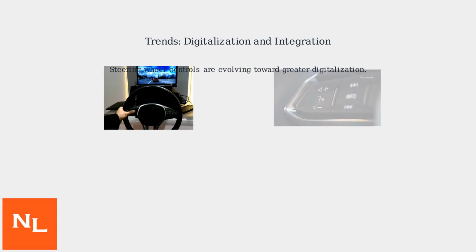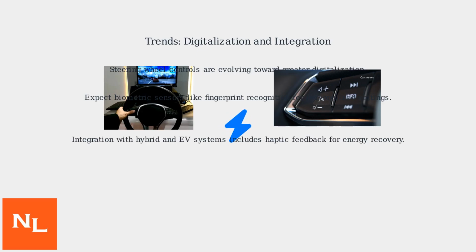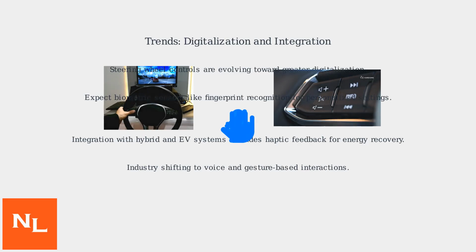Steering wheel controls on the Ram 1500 eTorque are evolving toward greater digitalization. Expect increasing use of biometric sensors, such as fingerprint recognition for personalized settings. These controls are integrating with hybrid and EV systems, including haptic feedback that lets drivers feel energy recovery during braking. The industry is moving toward voice and gesture-based interactions to reduce button dependency and enhance safety.